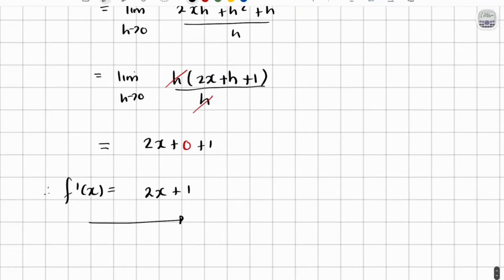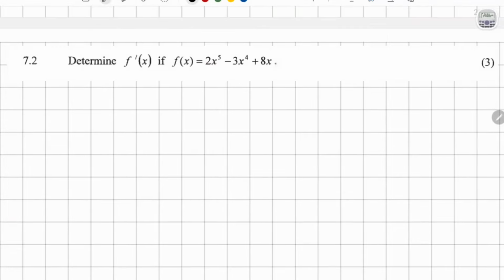Okay, moving on to the next question. Okay, 7.2, we have to determine f prime of x if we have this expression as f of x. So this is for 3 marks. We have to use the rule of differentiation. So f prime of x, this is already ready to be differentiated. There is no x on the denominator. We don't have any x in a surd.